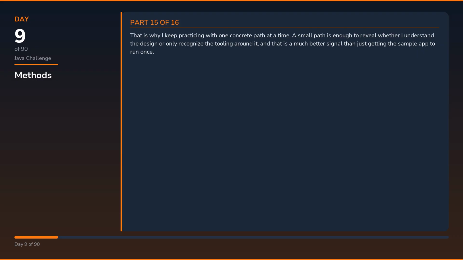That is why I keep practicing with one concrete path at a time. A small path is enough to reveal whether I understand the design or only recognize the tooling around it, and that is a much better signal than just getting the sample app to run once. The pattern I am looking for is repeatability. If I can take the same boundary, reuse it in a slightly different context, and still trust the behavior, then I know the lesson moved from recognition into working engineering judgment.